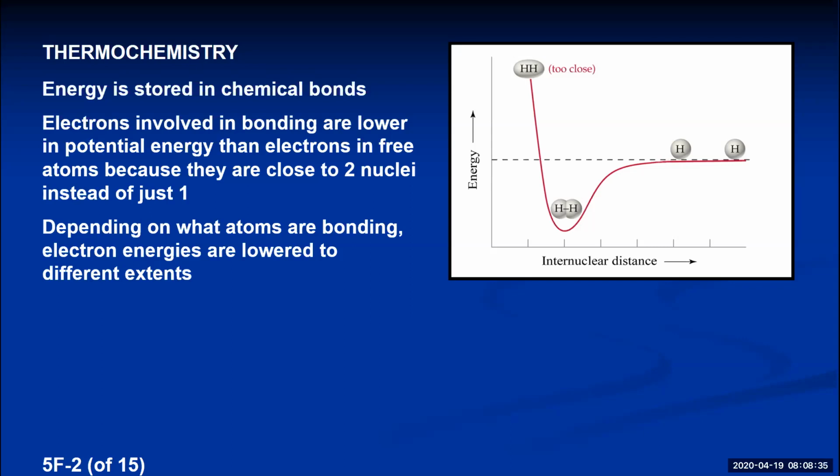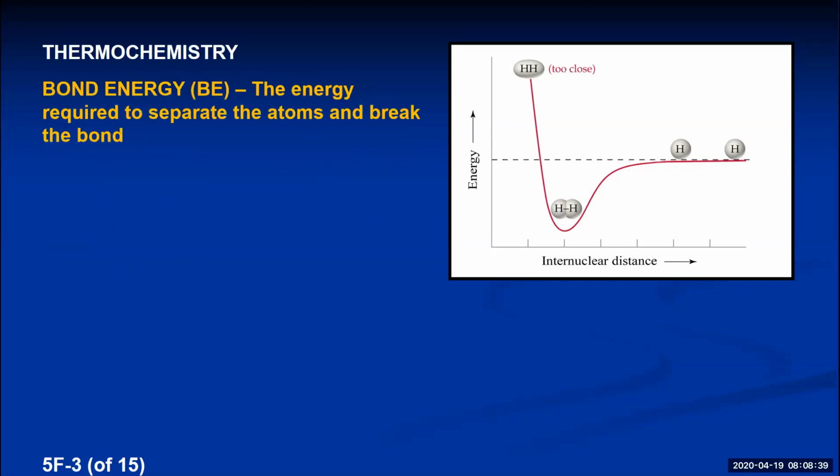Now, if you want to break a chemical bond, we have a name for the amount of energy needed to do that. That's called the bond energy, which I'll abbreviate BE. It's the energy required to separate the atoms and break the chemical bond. Graphically, it's reading this graph from left to right. If you have a diatomic molecule and you want to turn the diatomic molecule into a pair of atoms, this is the amount of energy you must apply. So that's called the bond energy.